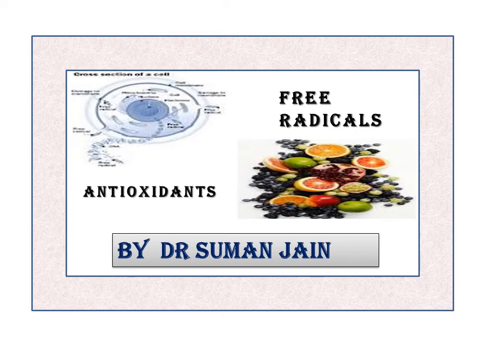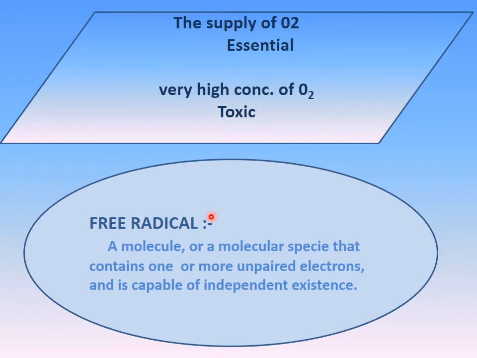Hello students, today we are going to start a new chapter, that is free radicals and antioxidants. These free radicals are produced maybe because of this oxygen. This oxygen supply, which is very essential for us, could be toxic when in excess. How it can be toxic, that we will see, because it is converted into free radicals.